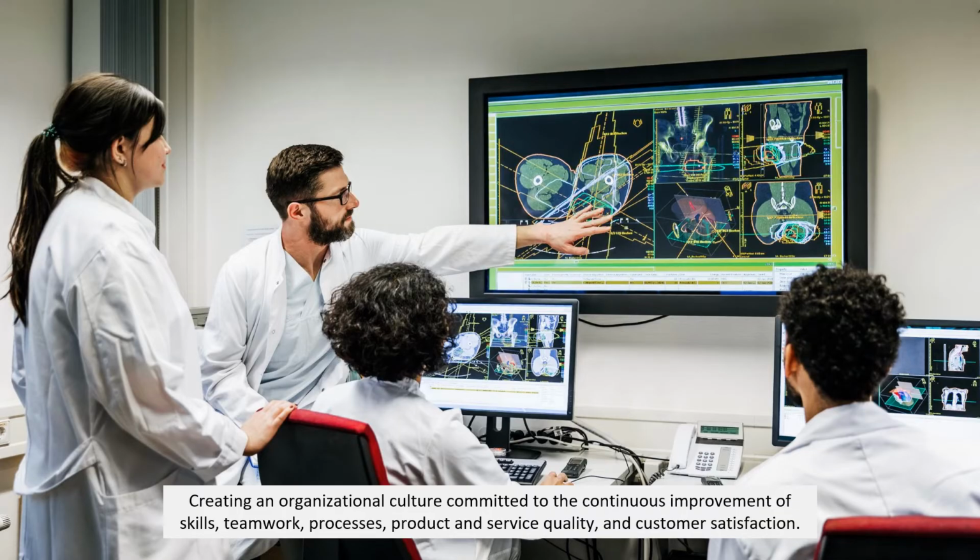TQM is creating an organizational culture committed to the continuous improvement of skills, teamwork, processes, products, and service quality, and also customer expectation. Meaning that TQM is continuous improvement inside the organization. We want to improve in terms of the skills of the employees, the teamwork, the process, the product, and so on, because we want the customer to have satisfaction.